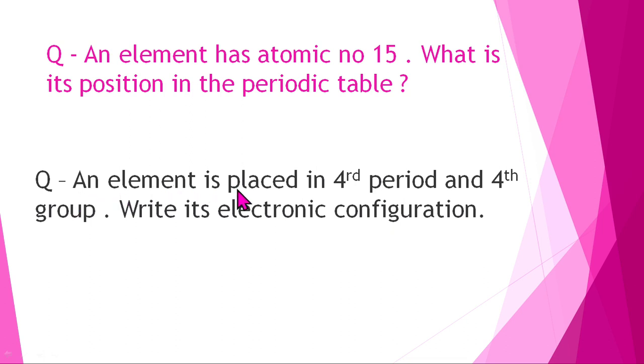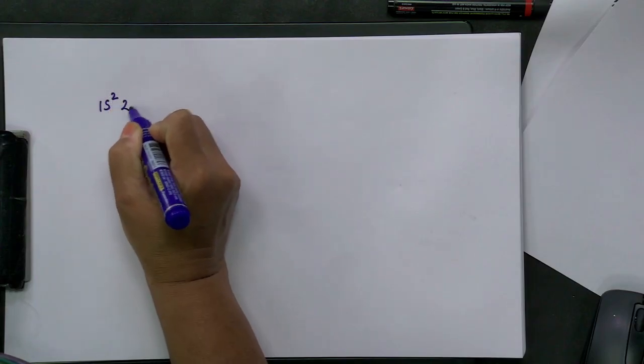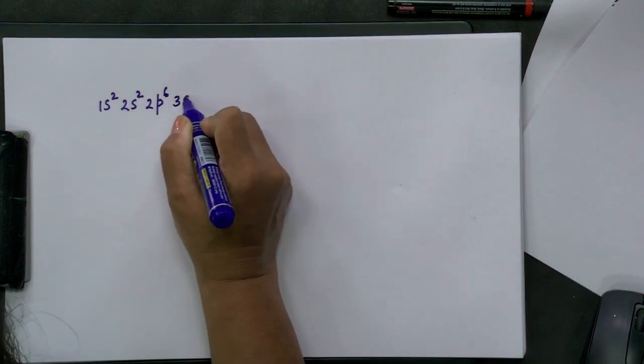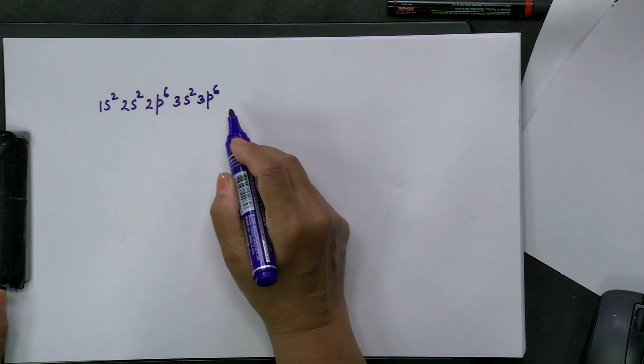An element is placed in the fourth period and fourth group. What will be its electronic configuration? Fourth period means that up to the third period, all the shells are filled. So we will write the electronic configuration up to the third period: 1s2, 2s2, 2p6, 3s2, 3p6. Third is done. Then fourth.